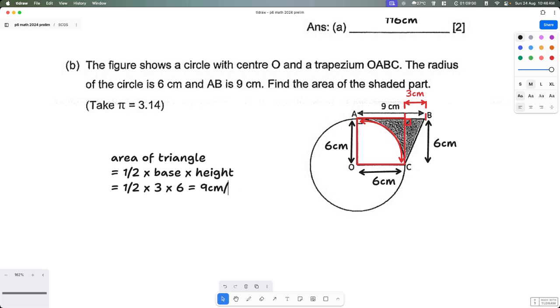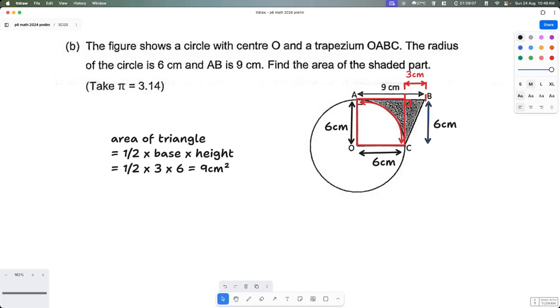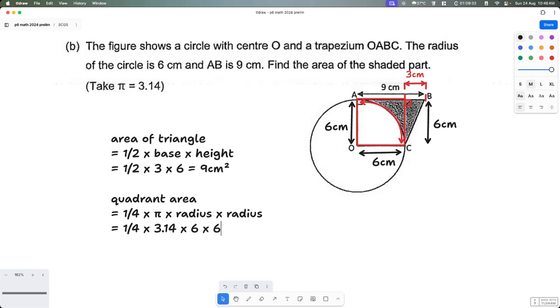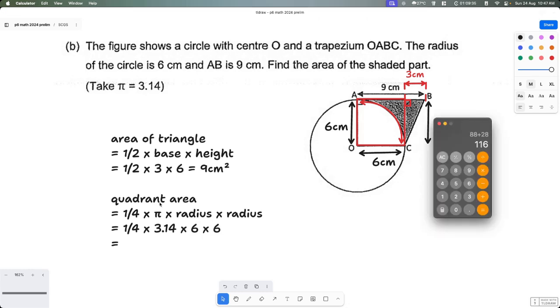Okay, so that's the base of the triangle, area 9 centimeters squared. Now let's get the quadrant. Quadrant area is equal to 1/4 times pi r squared, so radius times radius. We know that the radius of the circle is 6, so 1/4 times 3.14 times 6 times 6. This should be something like 27.